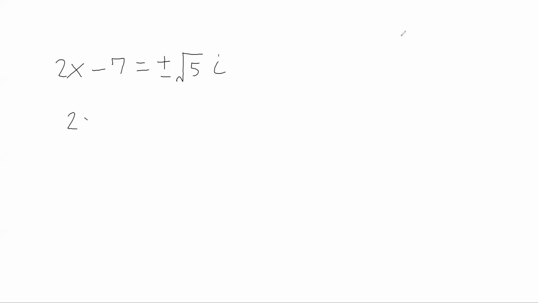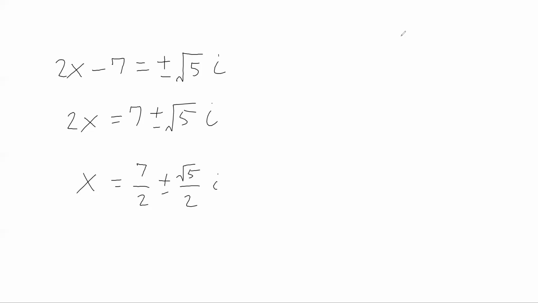Okay, so we have 2x equals, we'll add 7 to both sides, plus or minus square root of 5 times i. And then we can divide by 2, and we get x is equal to, and there are different ways you could write this, 7 halves plus or minus radical 5 over 2, that times i. So those are two different complex numbers that are what are called complex conjugates. The real part of this complex number is the 7 halves, so that's real. And then there's also an imaginary part.